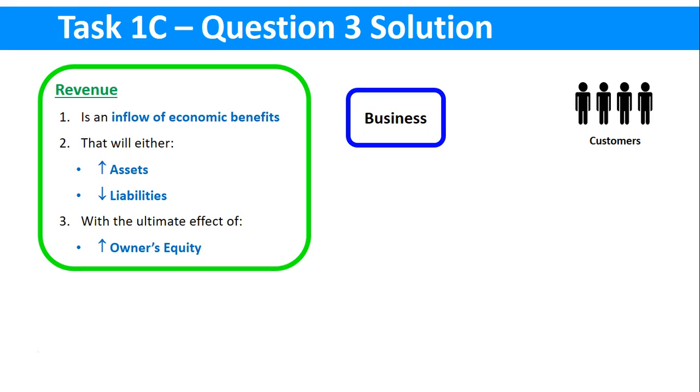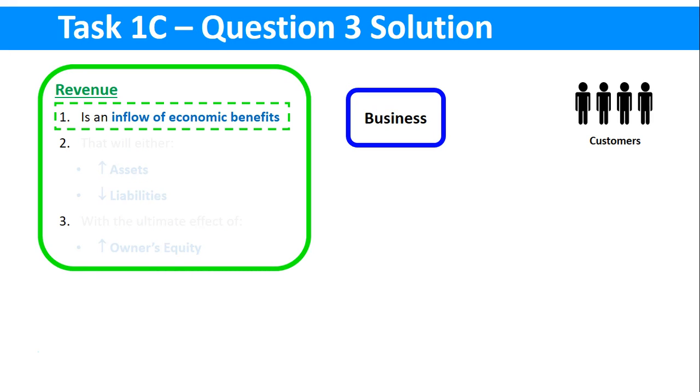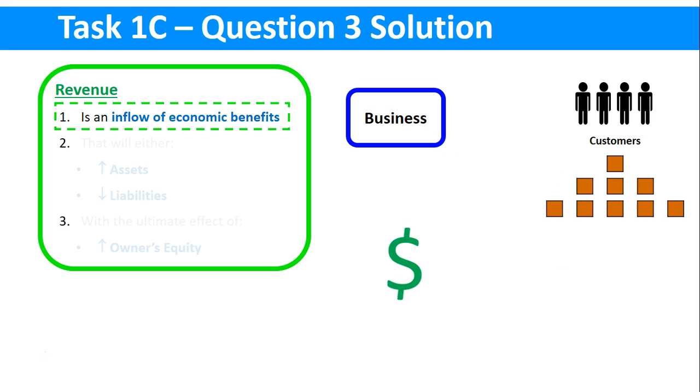So the first thing we'll do is look at the definition of a revenue and start with, is there an inflow of economic benefits? So in this case, that is when the business sells goods and the customers give us cash in return. So cash is an economic benefit that's coming into the business. So therefore that is correct. There is an inflow of economic benefits of cash when you make a cash sale.